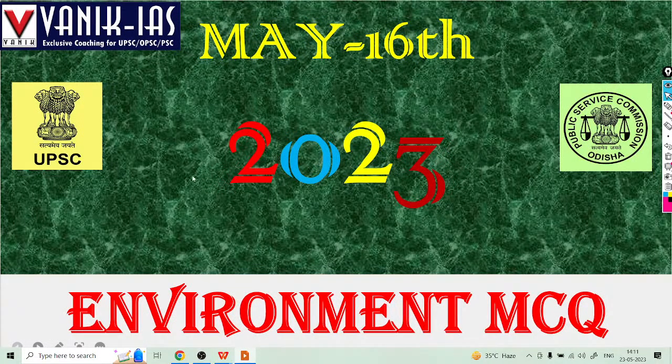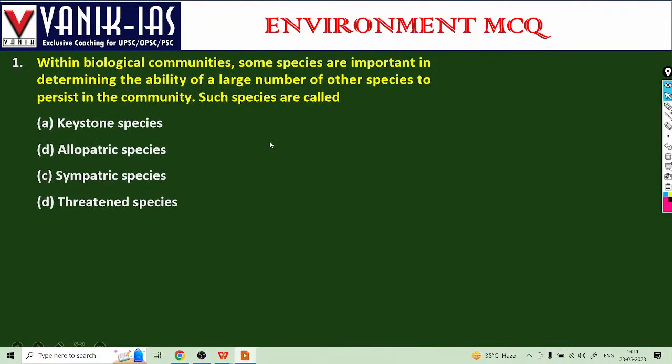We will start discussing environment MCQs. First question, with respect to biological communities: some species are important in determining the ability of a large number of other species to persist in the community. Such species are called keystone species, allopatric species, sympatric species, or threatened species. So the answer here is keystone species.